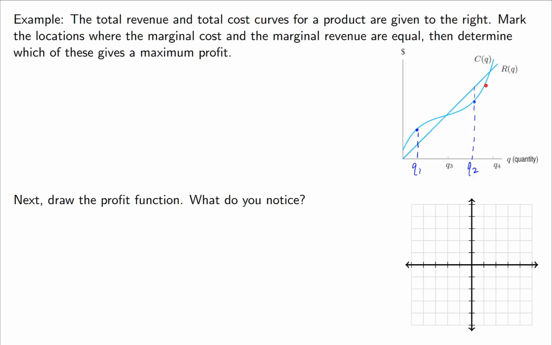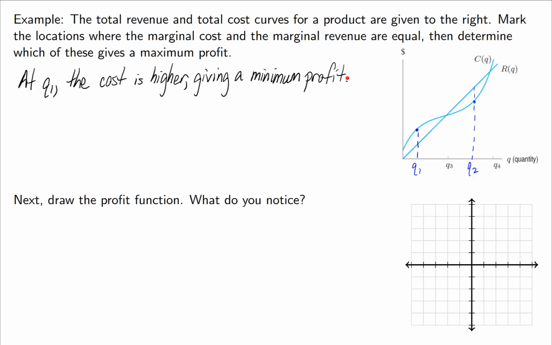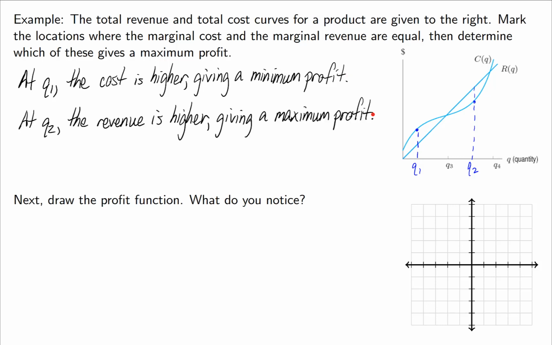Let's write down a little bit about these 2 points. At Q1, the cost is higher, giving a minimum profit. We definitely don't want that. That's actually a loss. However, let's talk about Q2. At Q2, the revenue is higher, giving a maximum profit. And so this is the point that we want. Just because the revenue is higher doesn't necessarily mean it's a maximum profit, but in most practicality, that seems to be the case.